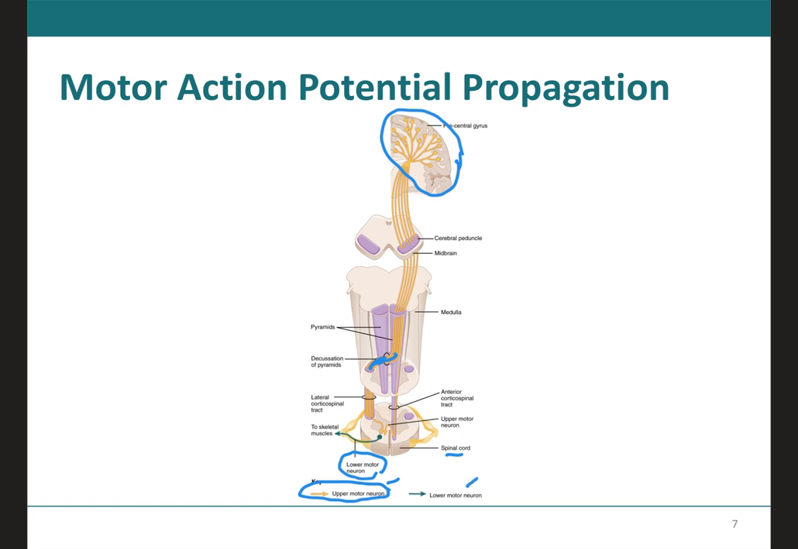Now notice how most of the upper motor neurons will decussate, but there are a few, like 10 to 15%, that will go straight down on the same side and then cross over and decussate at the level of the spinal cord, where they will synapse with the lower motor neuron. But it is true that most of the upper motor neurons do decussate before they reach the lower motor neuron. And the lower motor neuron will then synapse with a gland or a muscle to cause an action.